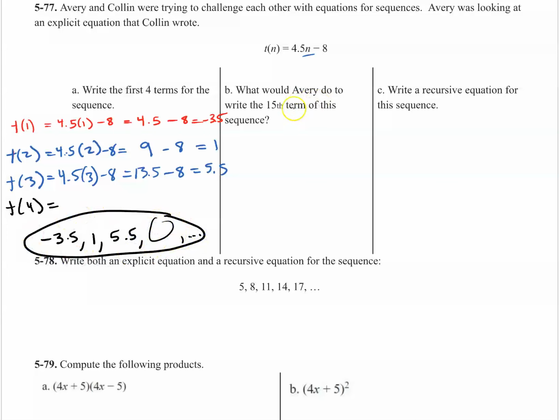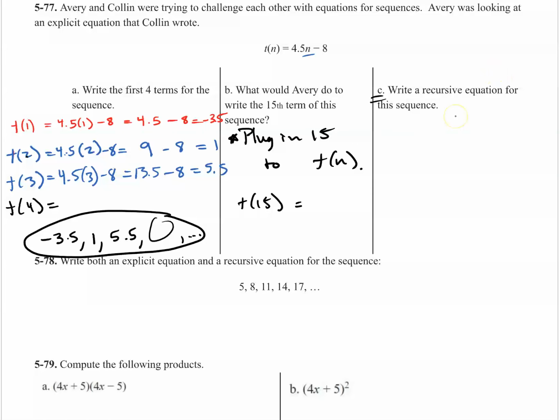What would Avery do to write the 15th term? Well, to get the first term, you plug in 1. To get the second term, you plug in 2. To get the 15th term, you plug in 15 to T of n. It doesn't actually say to find it, it just says what to do. So that's what you do. All right, I'll show you how to do this one because we need more practice with this.